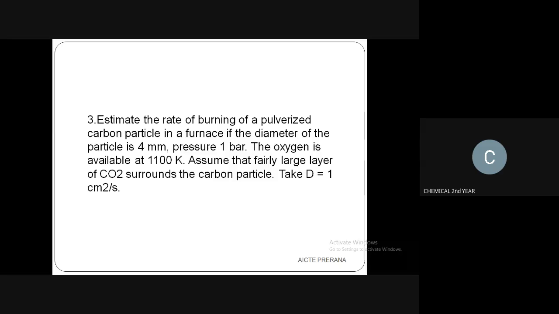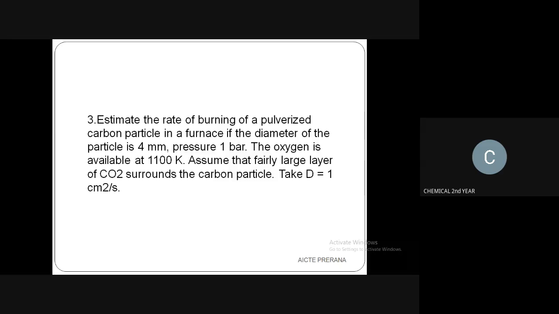Okay, we can go for the next problem. Estimate the rate of burning of a pulverized carbon particle in a furnace. If the diameter of the particle is 4 mm, pressure is 1 bar, the oxygen is available at 1100 Kelvin. Assume that a fairly large layer of CO2 surrounds the carbon particle. Take D as 1 centimeter square per second.